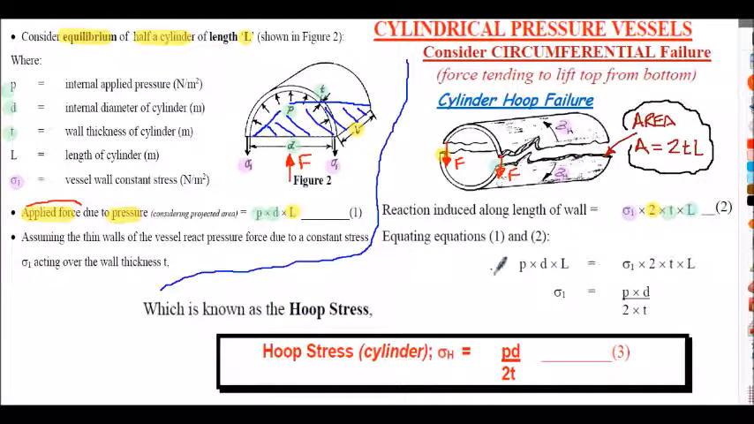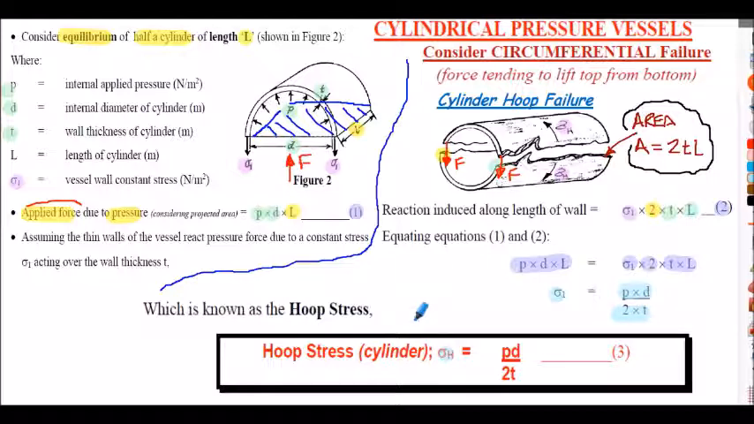So if we equate equations 1 and 2, there are 2 equations shown here. If we equate equation 1 and equation 2, we get this expression: PdL, which is this one, is equal to the hoop stress multiplied by twice the thickness and the length. And we can simply rearrange the equation now. If I rearrange it to find sigma 1, the hoop stress, that will become PD upon 2T. And there's our first derivation.